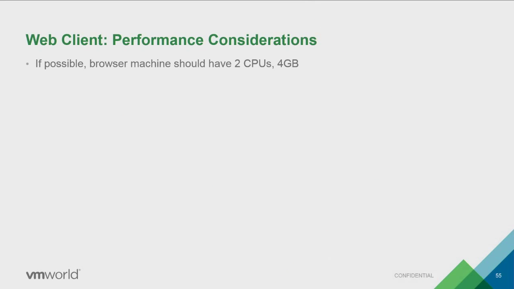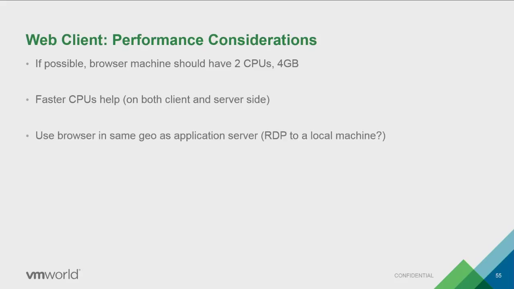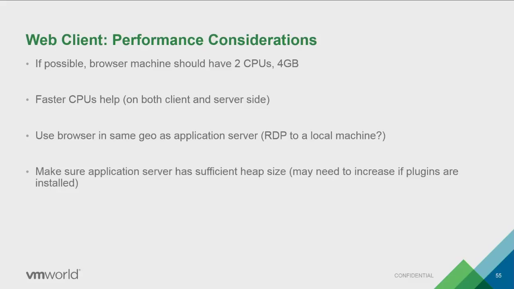From the web client perspective, make sure your browser has 2 vCPU and 4 gig. If you have faster CPUs, you've tuned things so that you can take better advantage of that. If you can, use a browser in the same geography as your infrastructure. Maybe use a jump box and an RDP session instead of doing it over a VPN from far away. And make sure the heap size is okay, but we've tried to tune that, so you should be okay.